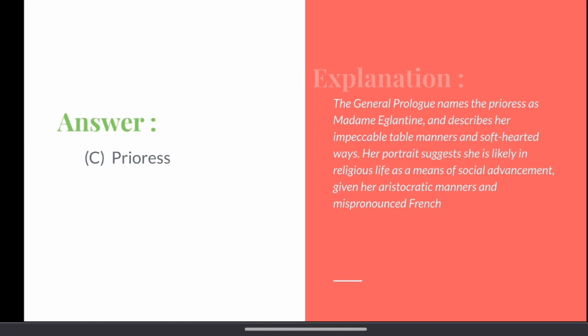In the general prologue, Chaucer names the Prioress as Madame Eglantine and describes her impeccable table manners and soft-hearted ways.